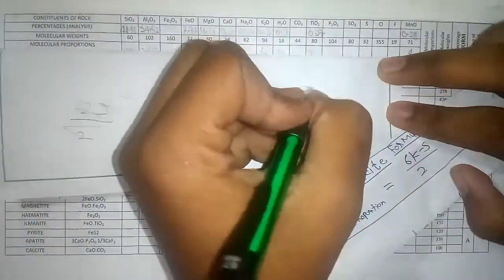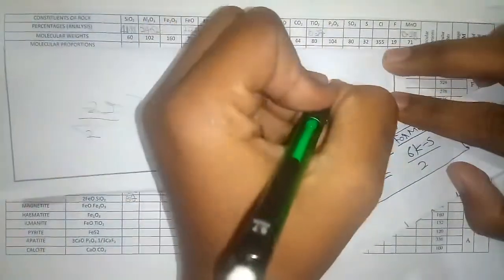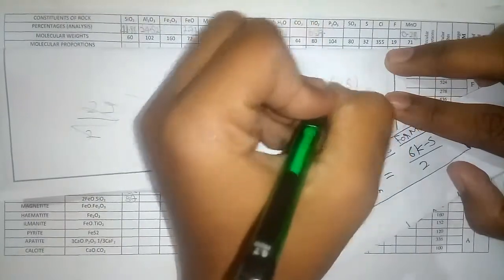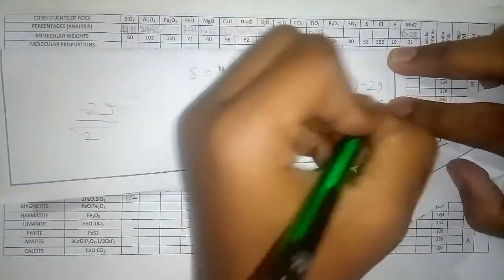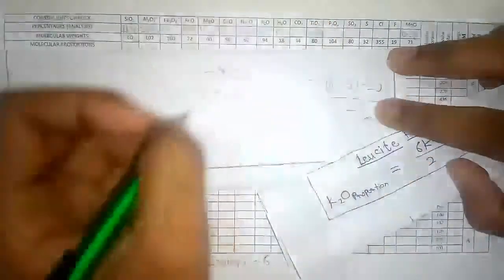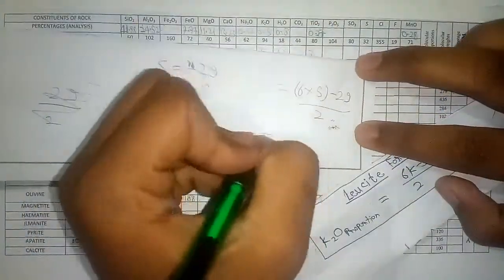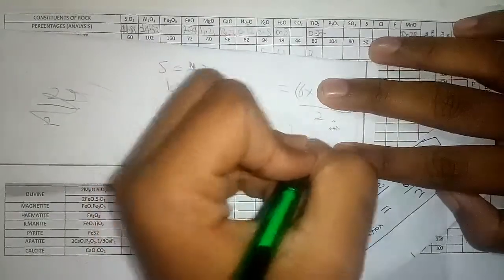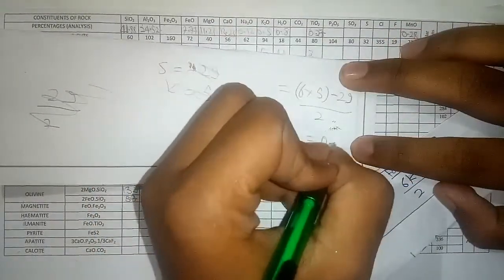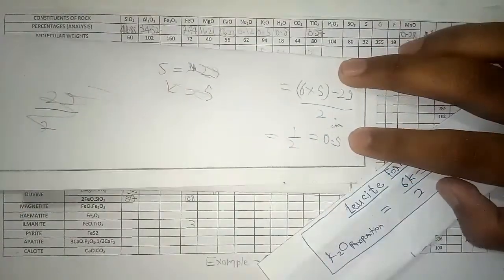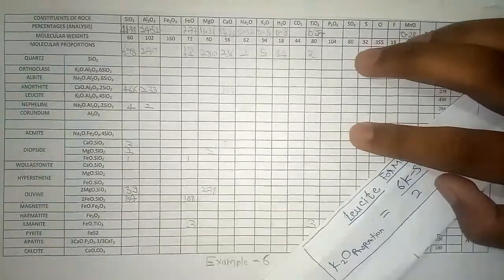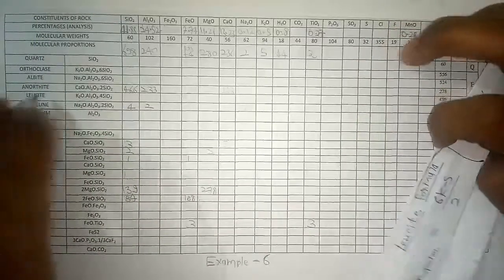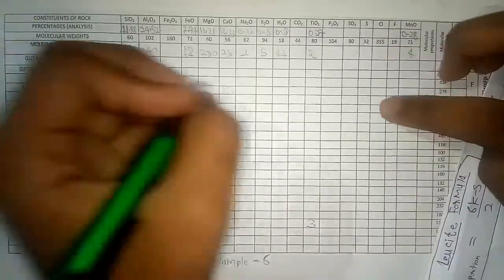Okay, this is 6 into 5 minus 29 upon 2. So this is equal to 1 by 2, and that is equal to 0.5. So this says that we have to use 0.5 K to a proportion. So we'll be taking here 0.5 K to a proportion.